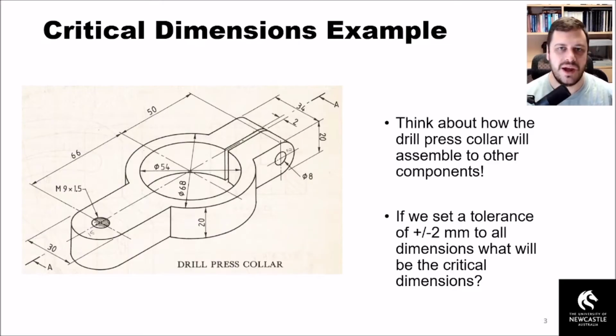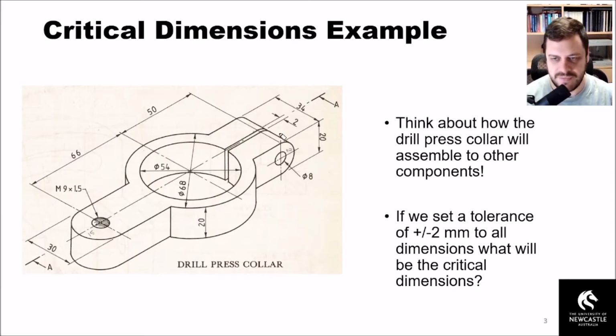So the best way to think about critical dimensions is you want to, in your mind, set a tolerance. So for example, let's set a tolerance of plus or minus 2 millimeters to all dimensions. Once you've done this, what dimensions will actually be critical? So what I'm going to do is use the highlighter and we'll go to green. Okay, so now we're going to quickly work through what dimensions are critical in this case.